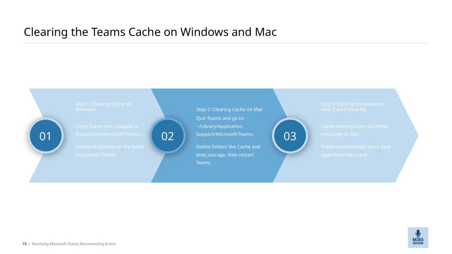It's important to note that clearing the cache doesn't delete any messages or files. Teams will automatically sync all your data again from the cloud. This process is a common troubleshooting step because often, cache corruption can cause reconnection issues, and clearing it forces Teams to rebuild its temporary data, helping to resolve those errors. Remember, this step is part of the overall approach to ensure Teams runs smoothly and stays connected.